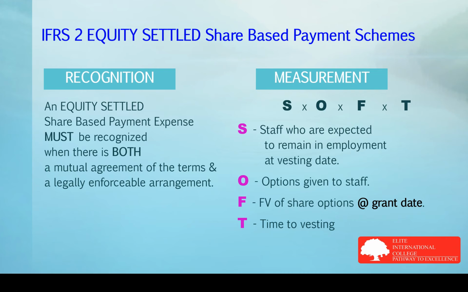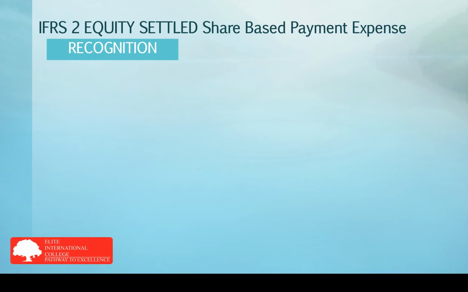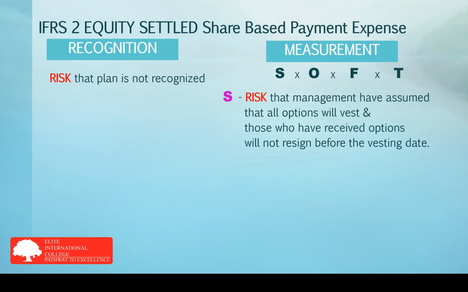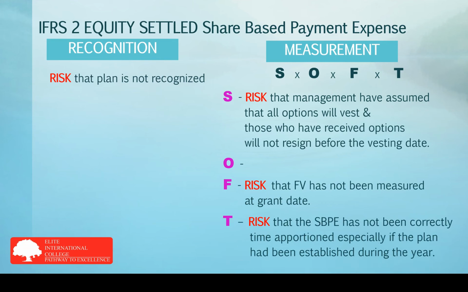So what are all the possible risks when there is an equity settled share-based payment scheme? On the area of recognition, the risk that the plan is not recognized. On the area of measurement, then you've got the risk that management have assumed that all options will vest and that nobody will resign before the vesting date. That's pretty unrealistic. O, there's no risk here because the options have already been given. F is the risk that the fair value has not been measured at the grant date but at some other date. And T is that the share-based payment expense has not been correctly time apportioned, especially if the plan had been established during the year or that it has not been spread over the vesting period.